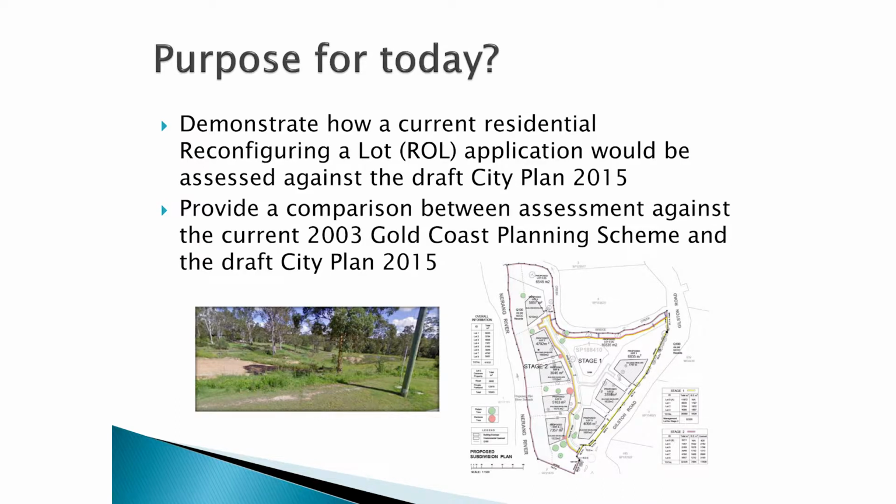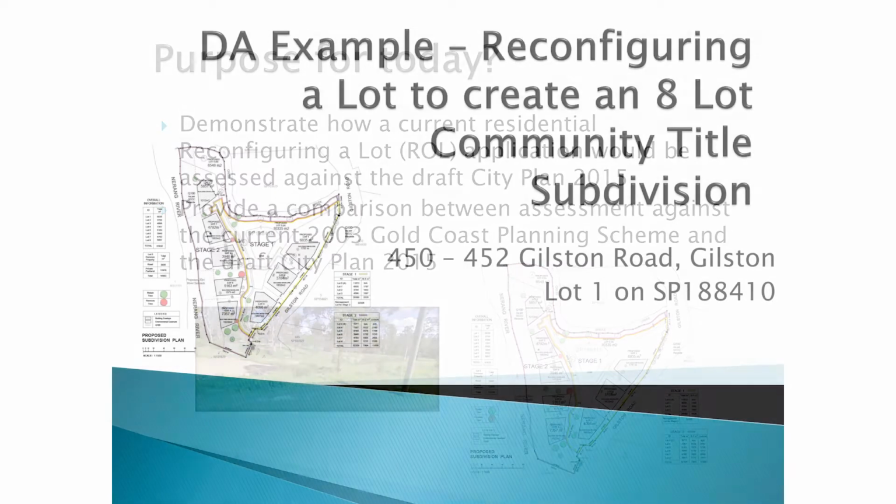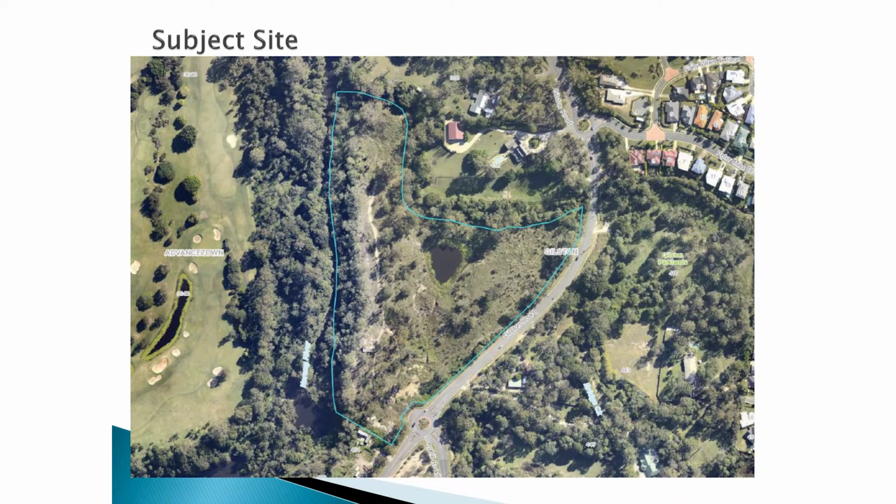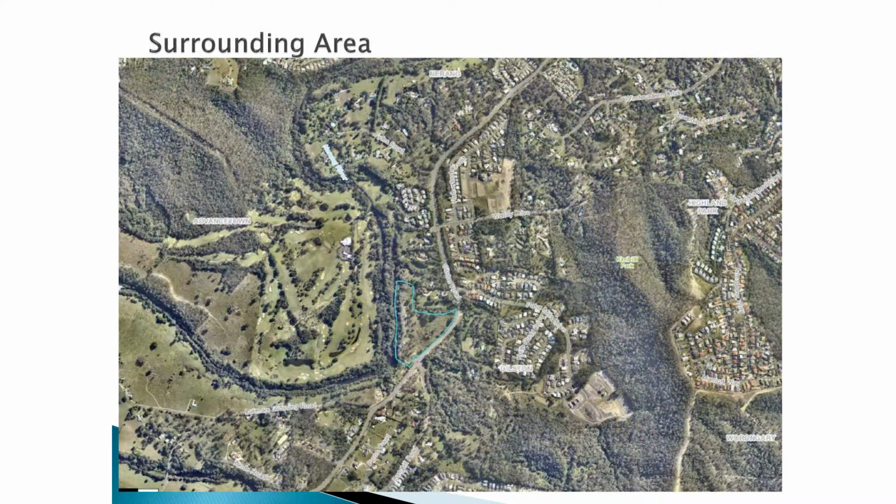We have an application for an 8-lot community title subdivision at 250 and 252 Gilston Road, Gilston. Here's a picture of the site. We have the Nerang River, Bridge Creek, Gilston Road. Here's the context of the site. We have the Grange Golf Course, Nerang River, Bridge Creek.